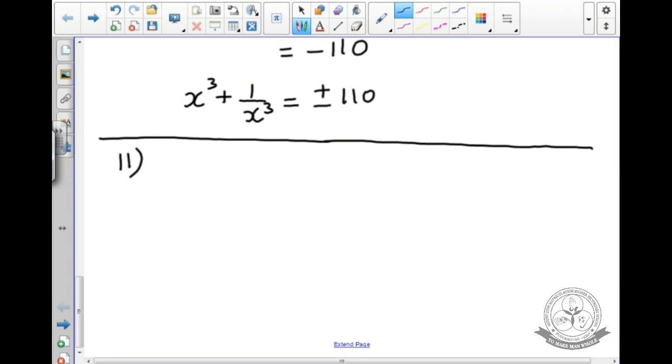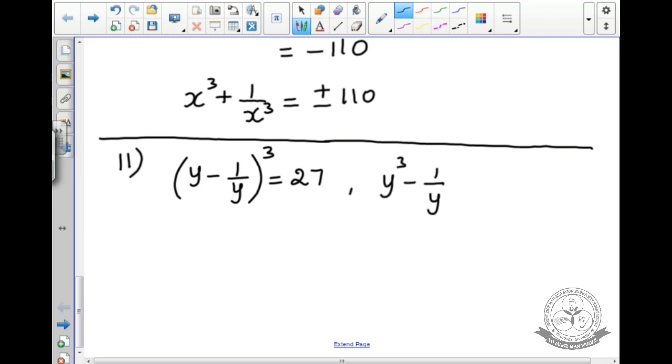The question is, if y minus 1 by y whole cube is equal to 27, then find the value of y cube minus 1 by y cube. So from this, if you want to find the value of y minus 1 by y, we want to remove this power cube, so you can take the cube root.